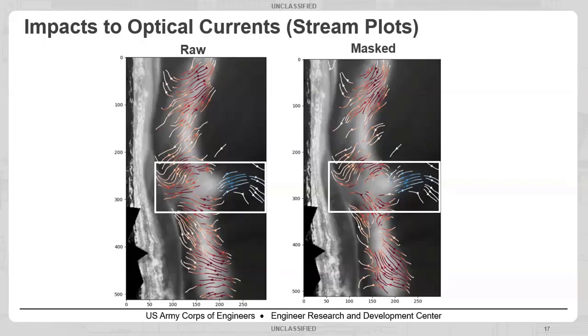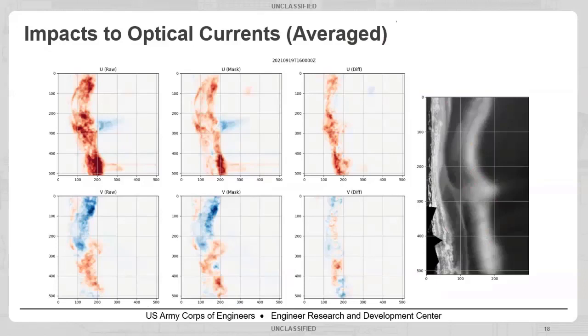So this is the 5-minute average right here. Let's look at that whole entire 17-minute collect real quick. I know this is a lot again, so I'll break it down. Up top, our 3 figures are the U component of our velocity, and the bottom is our V component of the velocity. Any of the red on the top is going to be our onshore flow, blue is going to be our offshore. On the bottom, blue is going to be our southerly transport, and red is going to be our northerly transport. On that far right, we have our difference grid between the raw and the mask images.